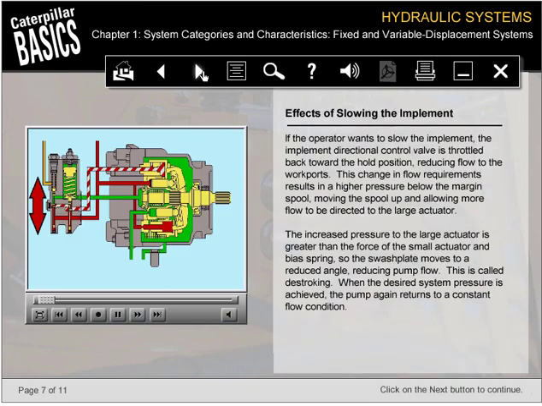If the operator wants to slow, the implement directional control valve is throttled back toward the hold position, reducing flow to the work ports. This change in flow requirements results in a higher pressure below the margin spool, moving the spool up and allowing more flow to be directed to the large actuator. The increased pressure to the large actuator is greater than the force of the small actuator and bias spring, so the swash plate moves to a reduced angle, reducing pump flow. This is called destroking. When the desired system pressure is achieved, the pump again returns to a constant flow condition.